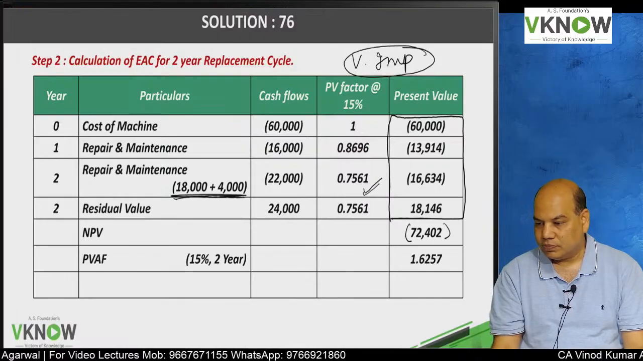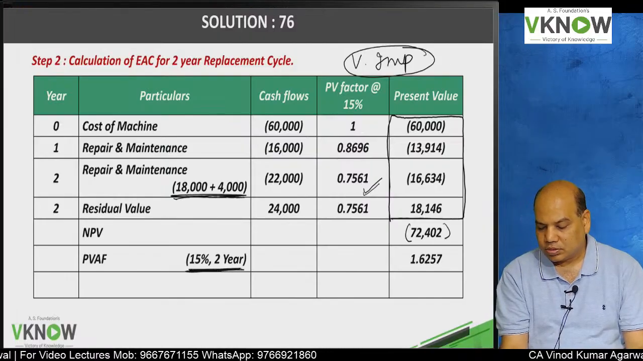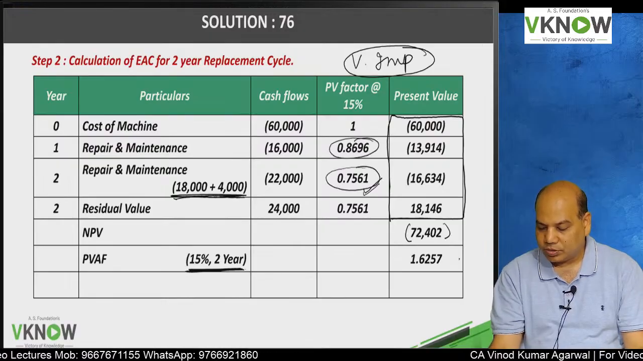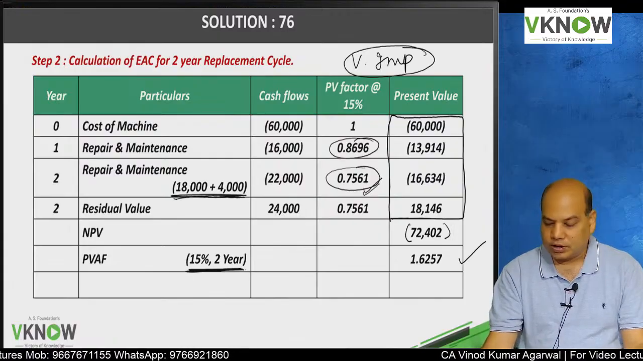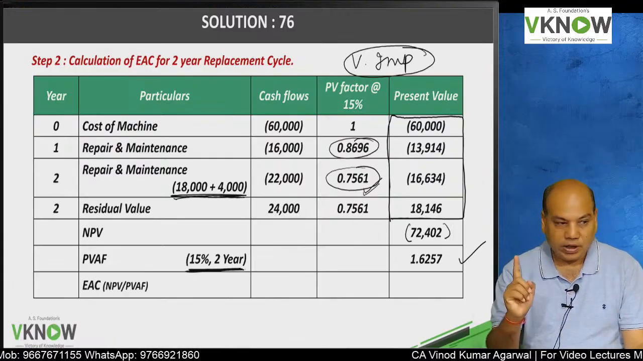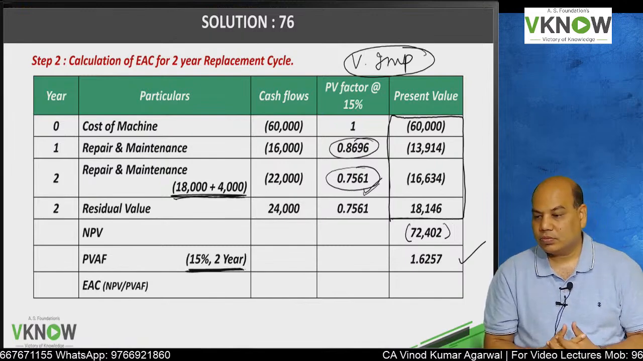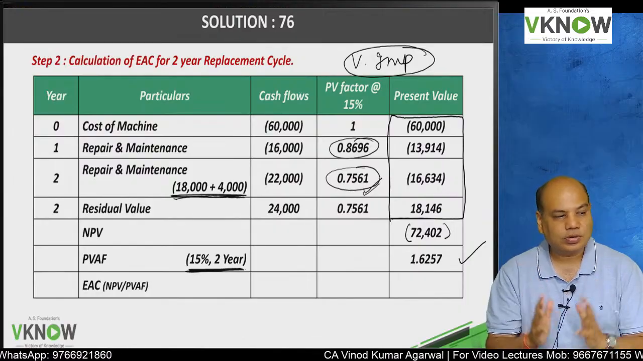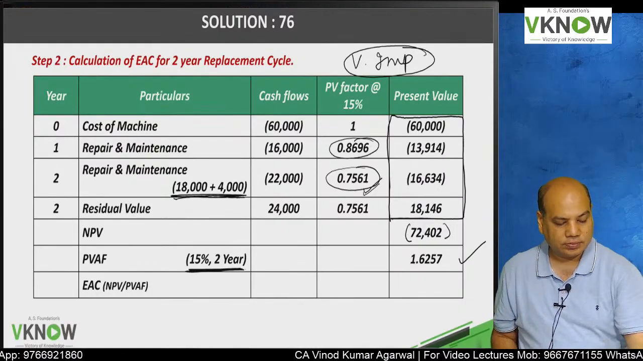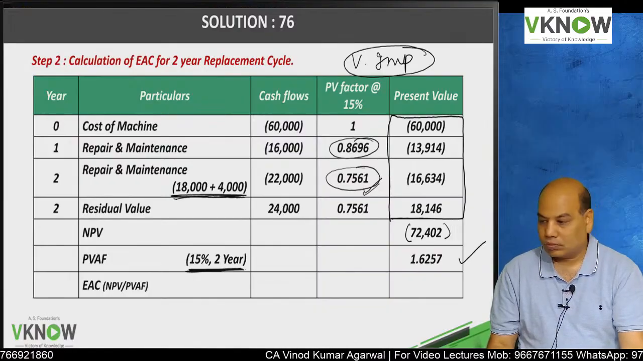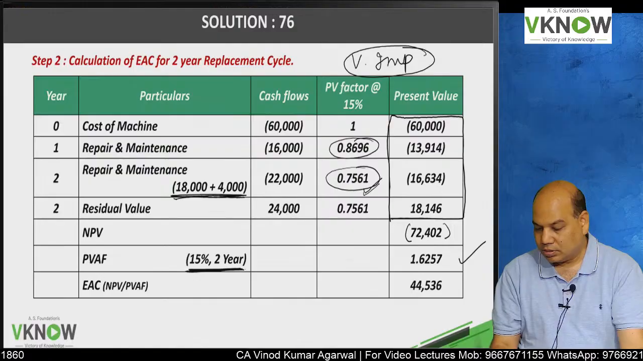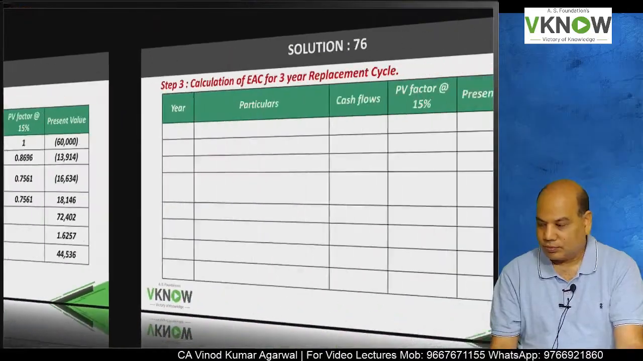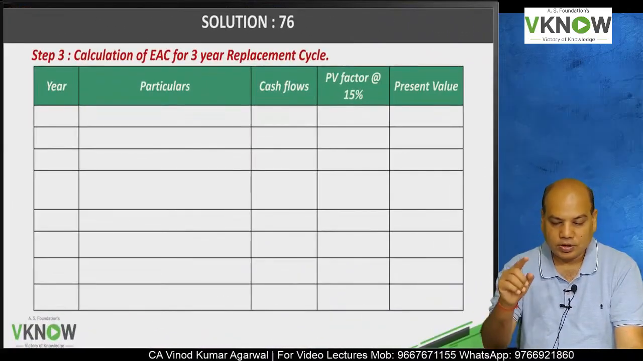72,402. PV annuity factor for 2 years: add these 2 factors, year 1 factor plus year 2 factor. Please add. 1.6257. Now again I will wait for your answer. EAC. Only then I will go ahead. This will tell me that you are also following the instruction. One student has replied 44,536. Very good. 44,536 is wonderful.